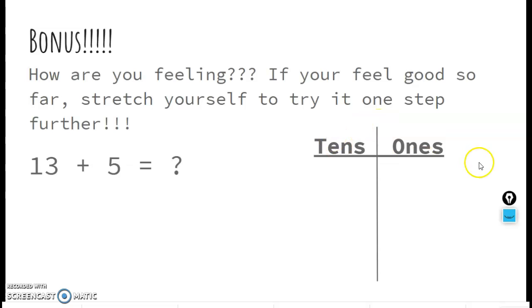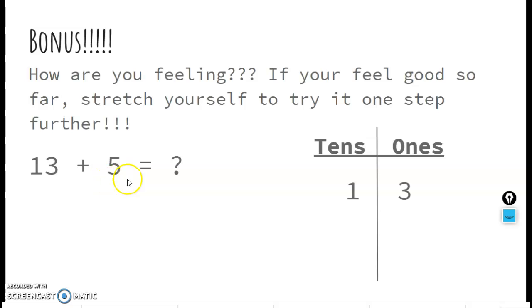So I know that 13 has 1 10 and 3 1s. Remember, I cannot put a 10 here because that would mean 10 10s. This is not a number bond, it's a place value chart. So this 1 means it has 1 10. All right, so I put 13 in my place value chart.